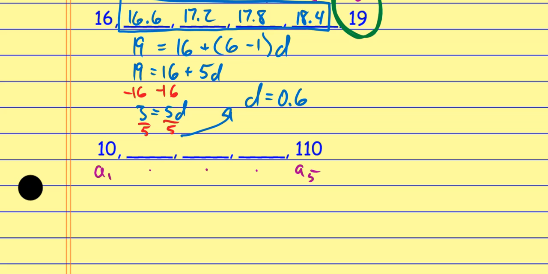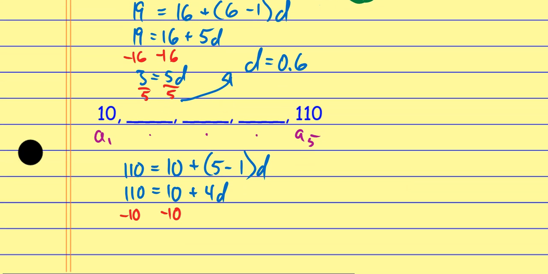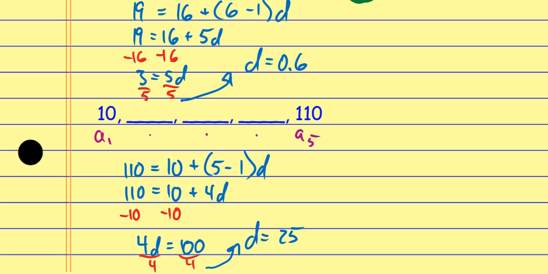From here, I just plug it in. I say, you know what? If I use this 110, that means I'm using an n value of 5. I already know what a sub 1 is, so now I can find d, okay? And so once again, from here, I just simplify this guy a little bit and then solve. Subtract that 10 from each side. And divide by that 4. And again, the question didn't ask for d, but I just need d. I use d to get from one term to the next.